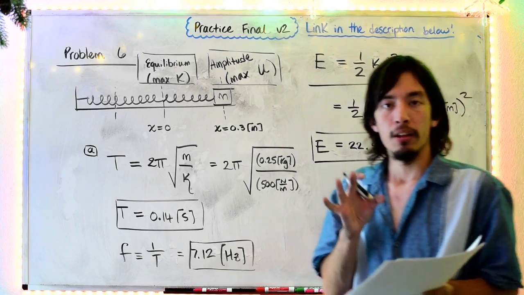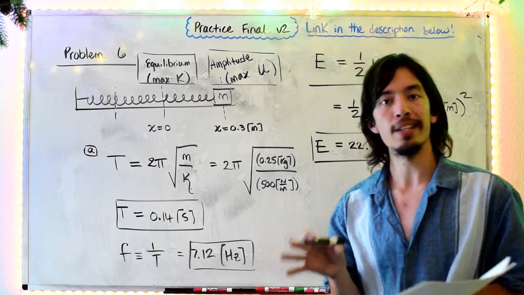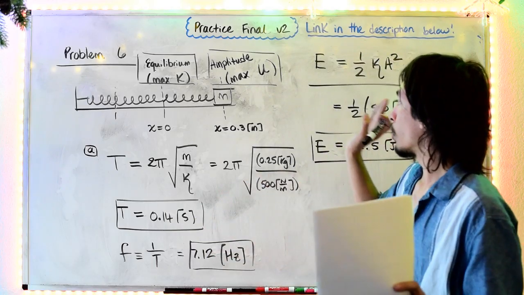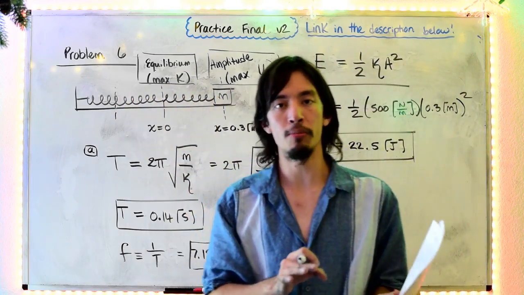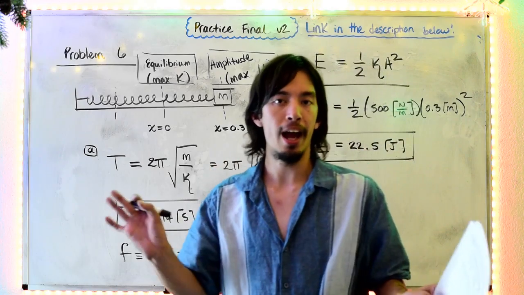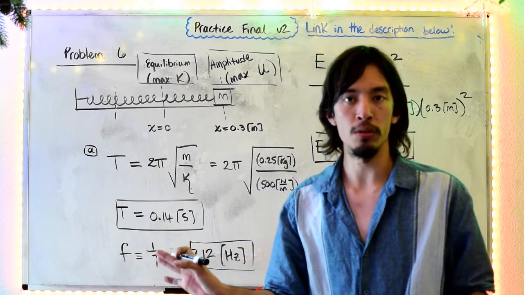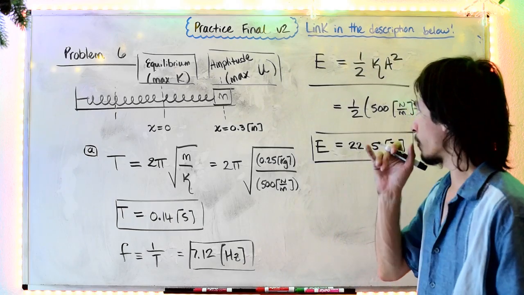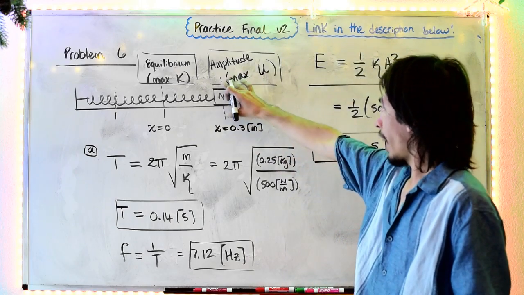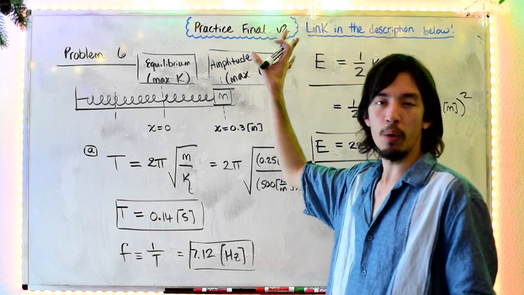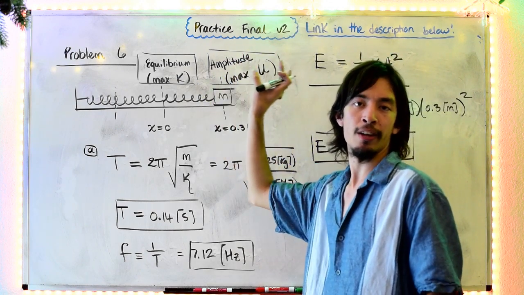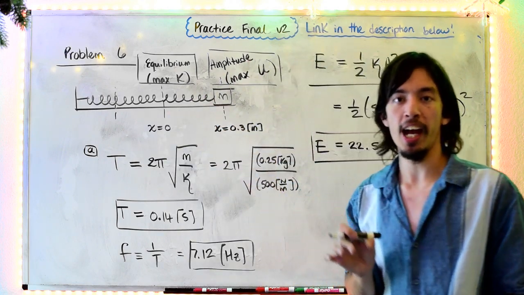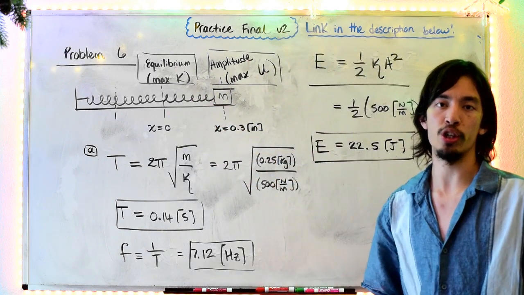So the total mechanical energy is conserved in the system, meaning that it does not change. So no matter which point I pick in the system, no matter how much is kinetic, and no matter how much is potential, they still add up to 22.5 no matter what in this system. So at the amplitude, I have 22.5 joules of potential energy, and at the equilibrium, I have the same amount in kinetic energy.